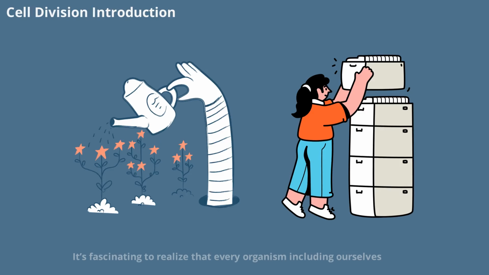It's fascinating to realize that every organism, including ourselves, began as a single cell. Cell division is the process that enables growth, tissue repair, and reproduction. Through division, cells multiply, allowing organisms to develop from a single cell into complex multicellular beings. This process is fundamental to life, ensuring continuity and adaptation across generations.